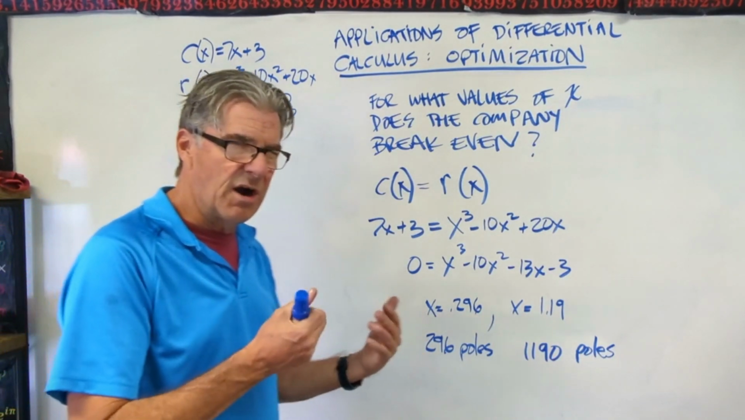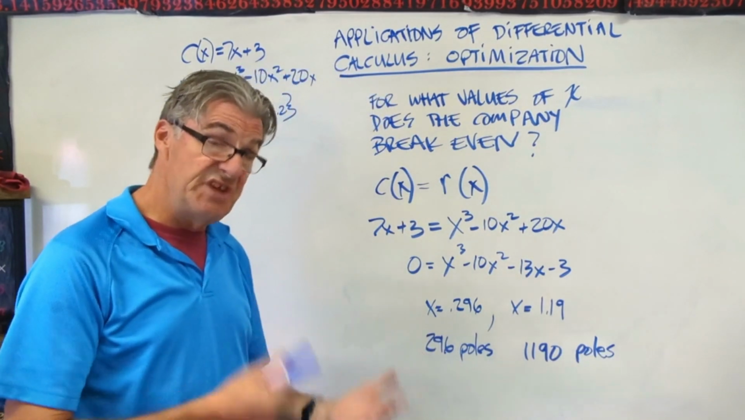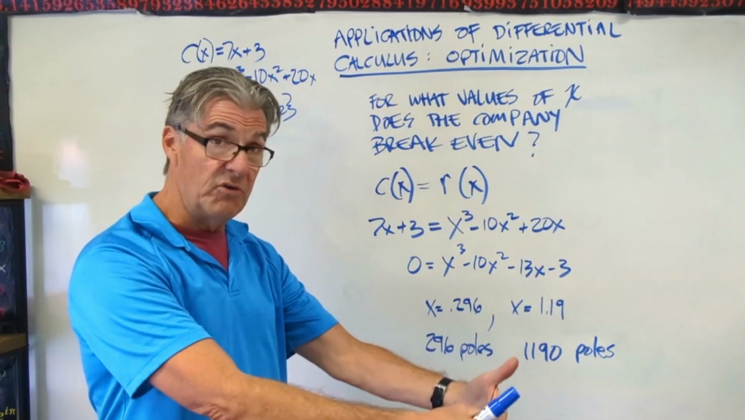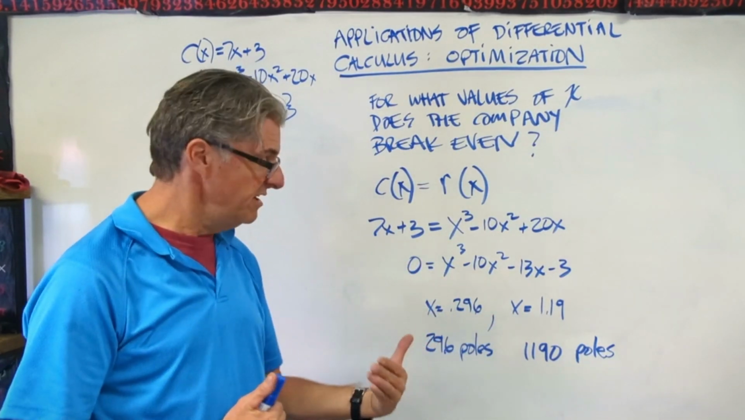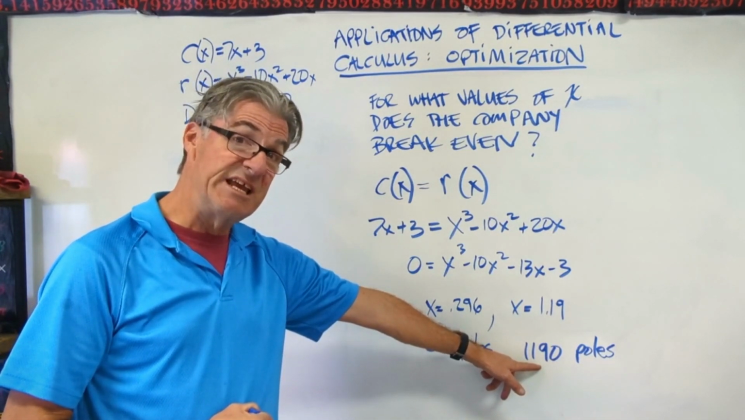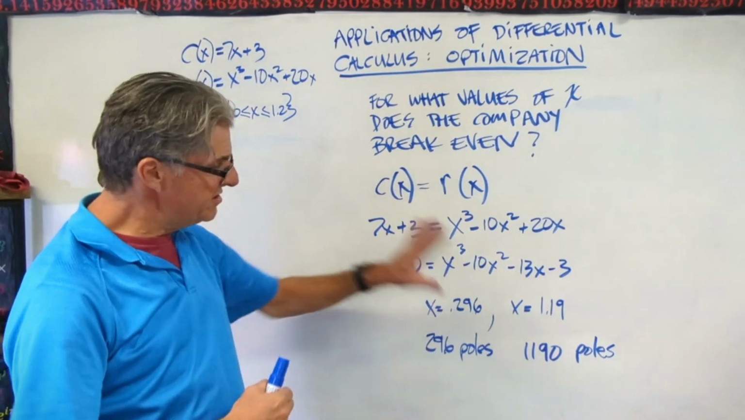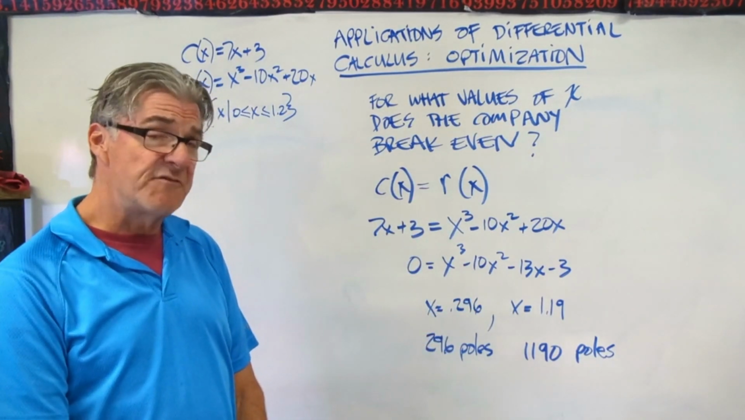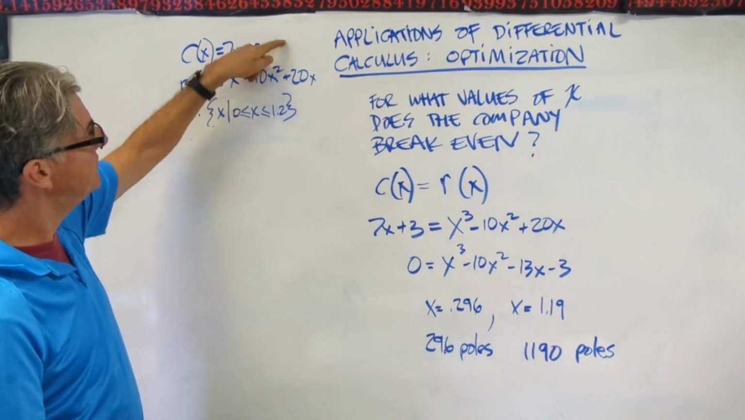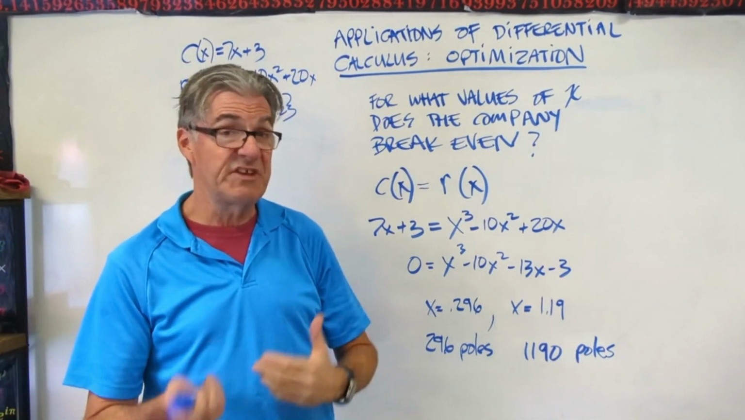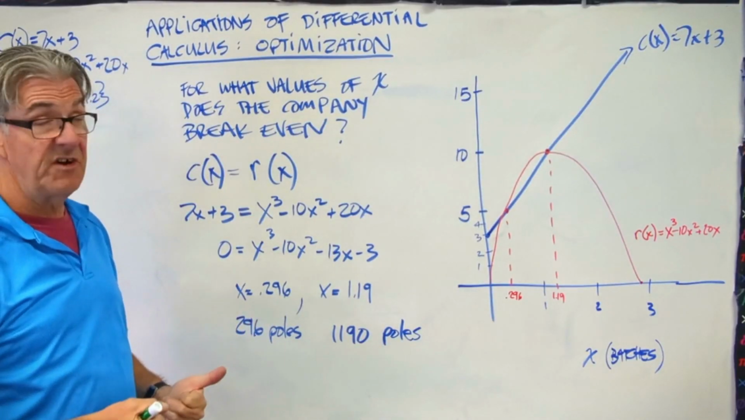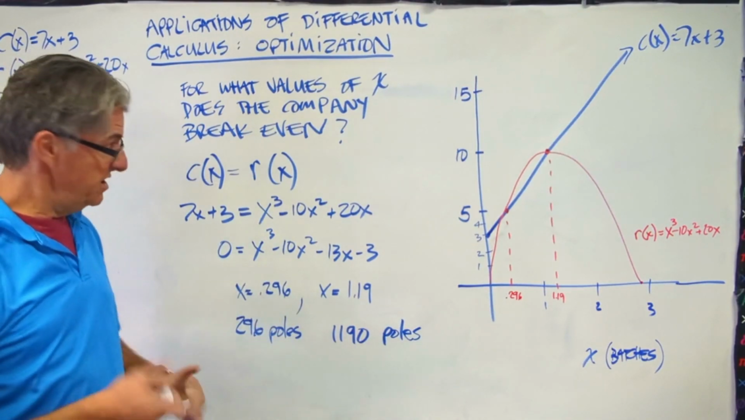But remember, our maximization point was 730 poles. So as we make more poles, we're actually making less profit, to the point where if we make 1190 poles, we're back at our break even. So to finish this little piece up, think about what the graph might look like. Or get out your calculator and put these two functions in the calculator and look at what they show you about what's happening.